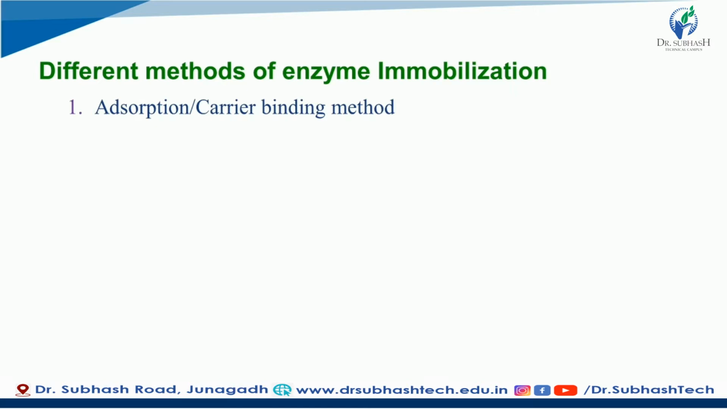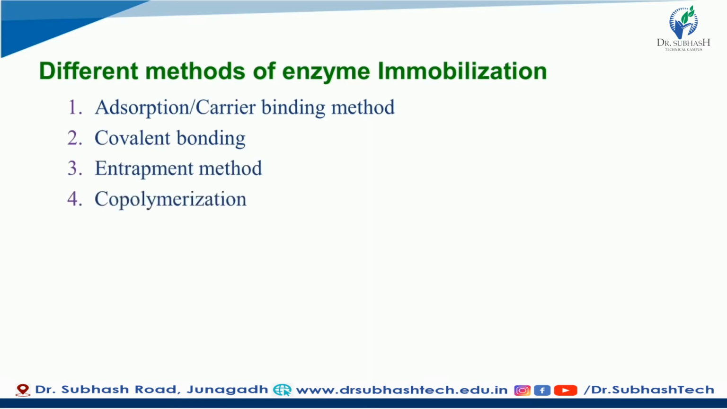If you remember, first one was adsorption carrier binding method. Second one was covalent bonding. Third was entrapment method. Fourth is copolymerization. Fifth is encapsulation. So there are basically five different methods of enzyme immobilization. And we have already seen the first two, that is adsorption and covalent bonding, right?